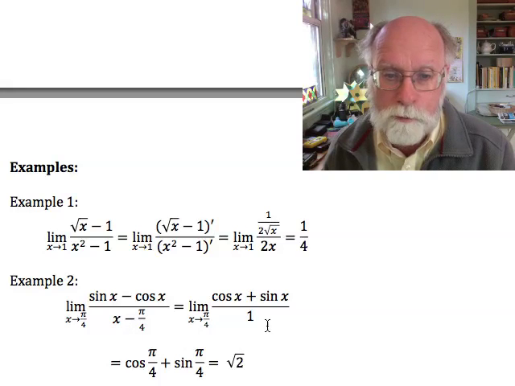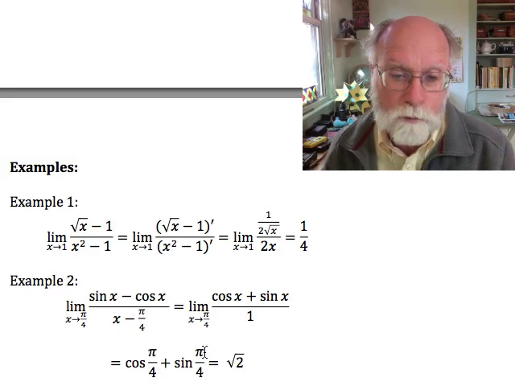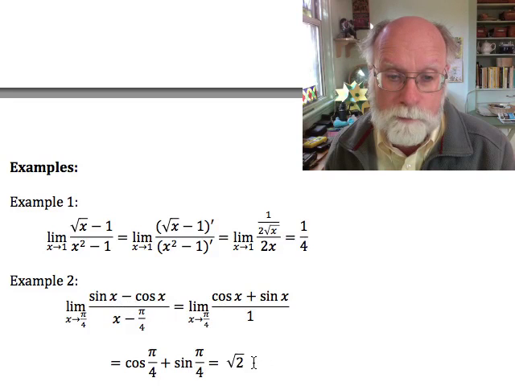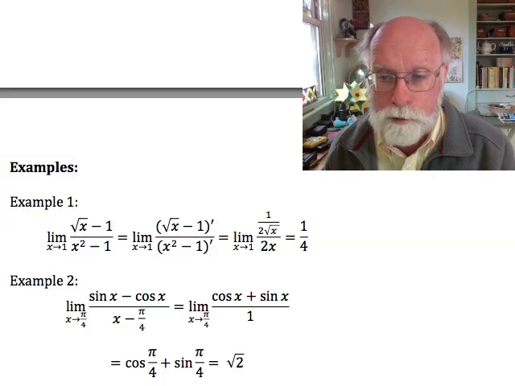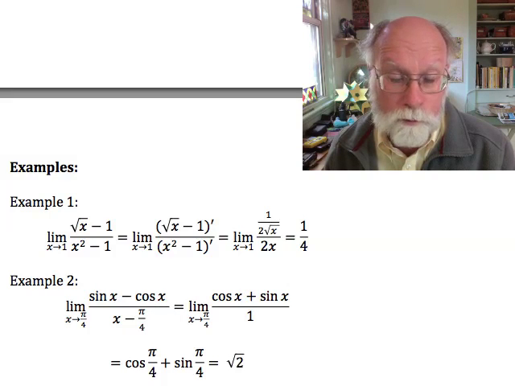And so now when we take the limit as x approaches pi over 4 of cos x plus sine x, we'll just get cos pi over 4 plus sine pi over 4. Each of those is root 2 over 2, so when you add them together you just get root 2. So that limit is equal to the square root of 2. That is how L'Hopital's rule works for 0 over 0.